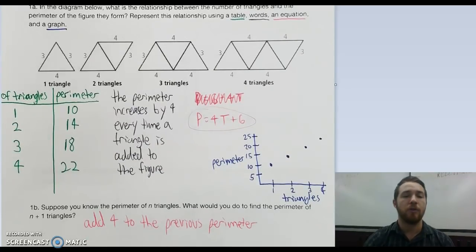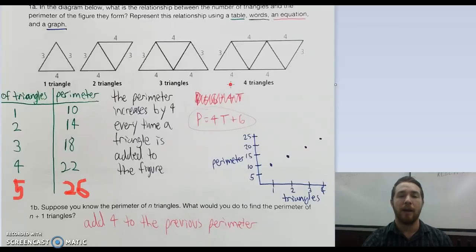If I want to know the perimeter of n triangles, just anything in general, and I know the perimeter of n triangles, we could find the perimeter of n plus 1, the next figure in the sequence, if I just add 4 to the previous perimeter. So if I started with 3 and knew the perimeter of 3 triangles is 18, even without the table, if I wanted to fill in 5 triangles, I could just continue that pattern, take the previous one and add 4. I'd end up with 26. We didn't have that in our figure, but we could guess based on the pattern.